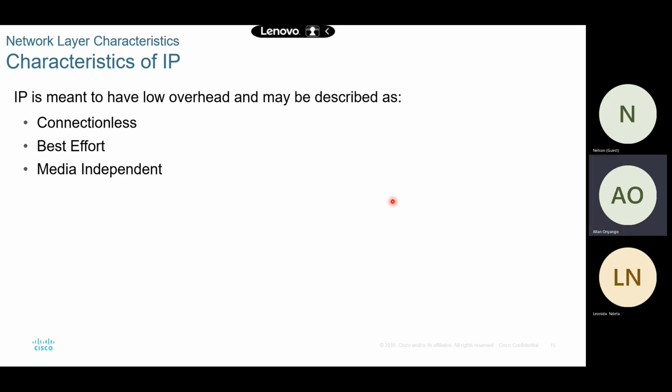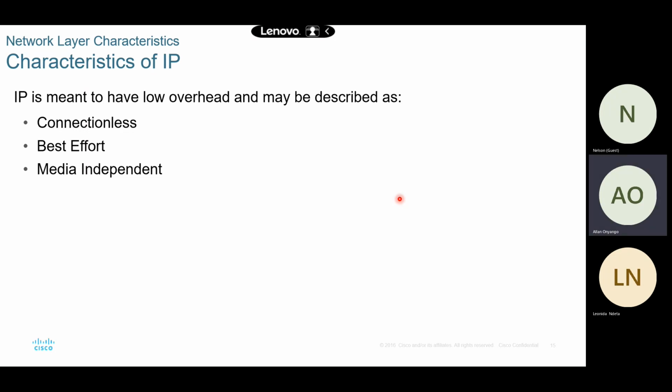There are only three. The first one is it is connectionless. Number two, it has what is called best effort. And number three, it's media independent. I'll start from simple to complex. I'll start with the last one, media independent.